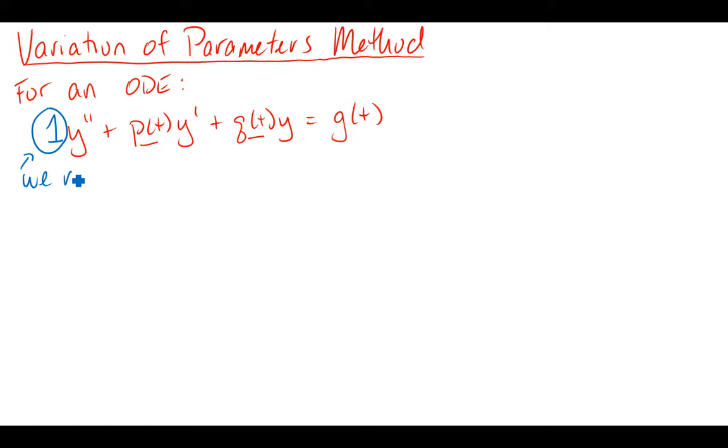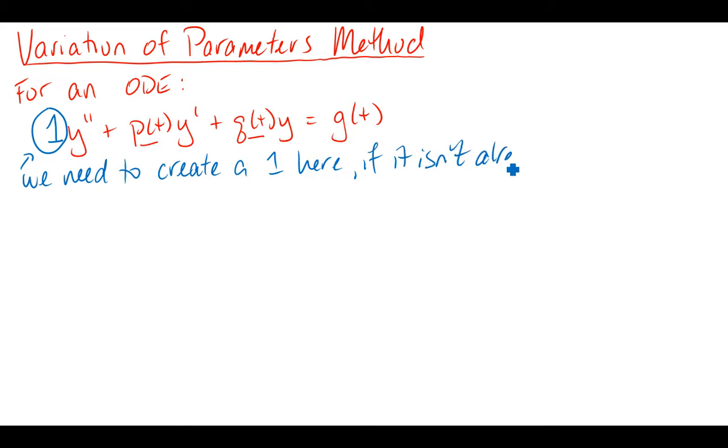So we need to create a 1 here if it isn't already. Okay, of course, many of the problems already have a 1 there, so no big deal. But if you happen to have some stuff there, like a number, like 5, or even if you have some T stuff there, maybe you have a T in front of it, you got to divide through in order to clear that out before moving on.